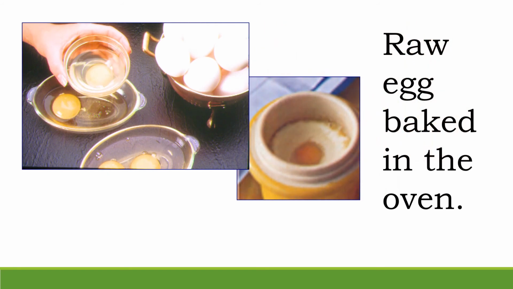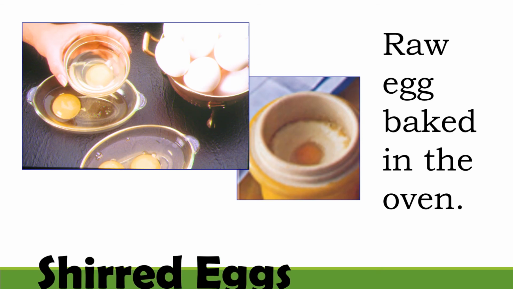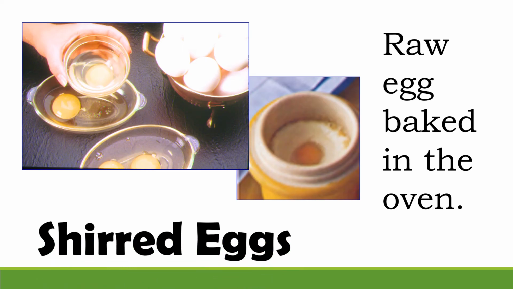And these are raw eggs baked in the oven, what we call shirred eggs. It is also known as baked eggs. It is a dish in which eggs have been baked in a flat-bottom dish. The name originates from the type of dish in which it was traditionally baked. It is considered a simple and reliable dish that can be easily varied and expanded upon.